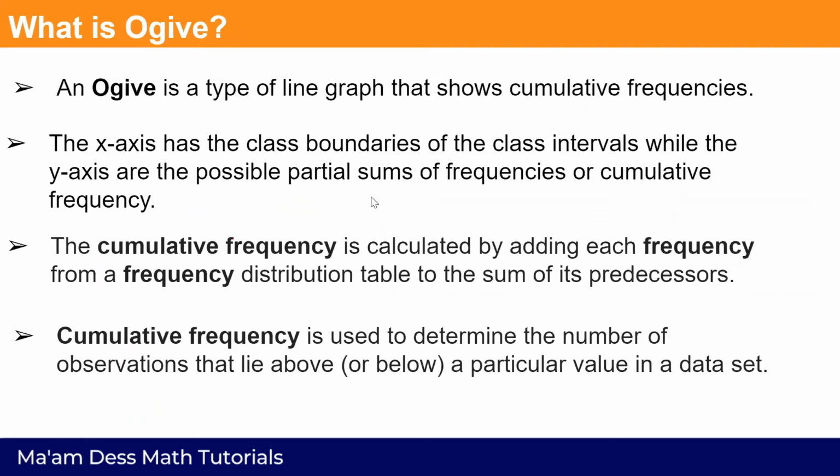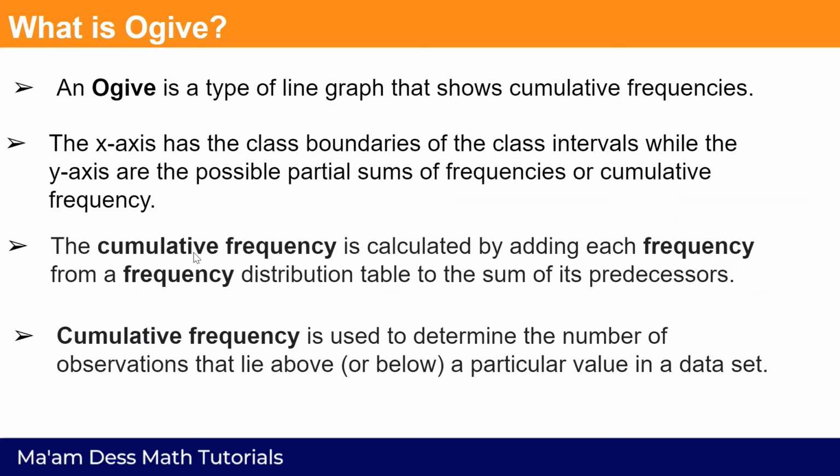Okay, now, what do you mean by ogive? An ogive is a type of line graph that shows cumulative frequency. So, kanina kasi, bar graph and histogram, di ba? So, yung histogram, it's also a type of bar graph, di ba? It's a bar graph since it's used bar.